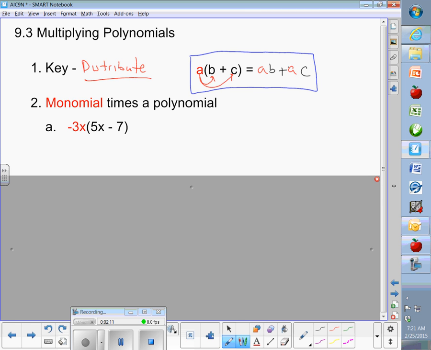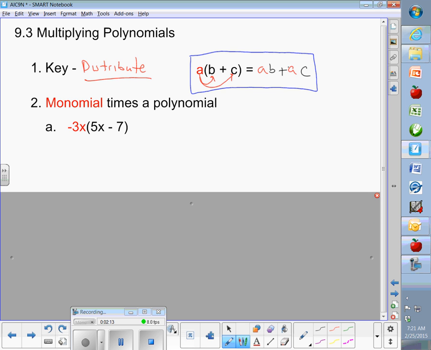All right, so let's take a look at the first scenario, and that's a monomial. Remember, one term, right? Monomial times a polynomial. So if you look at example A, here's the monomial, negative 3x, and here's the polynomial, in this case, a binomial. Now, it could be a binomial, two terms, trinomial, three, or even more, right? So we have a monomial, negative 3x, times a binomial. How do you do it? Straight distributive property.